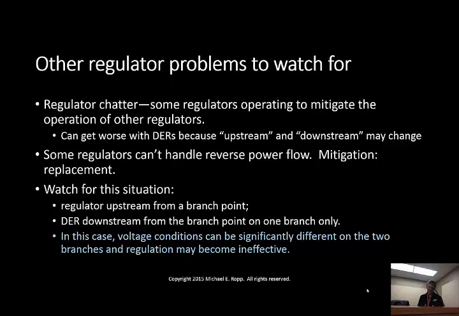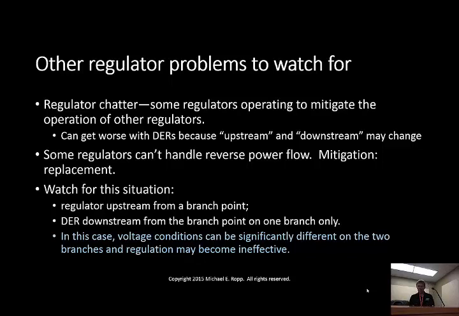One situation that we have seen a couple of times that you have to watch out for is you may have a situation where there's a branch point on the circuit. So you've got a circuit that branches out. There's a regulator just upstream from that branch point, and there's a PV plant down on the end of one branch. If this PV plant is big enough that it might export past the regulator, the regulator is responding to that export and the power flow in this direction, but it can't even see this branch. So it may lose regulation on one of the two branches, the one that doesn't have the DG on it.